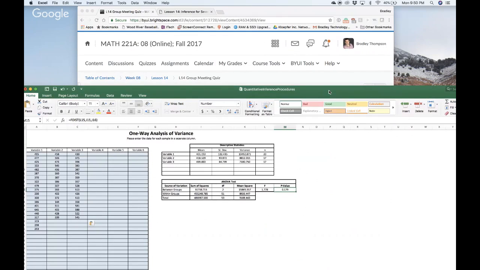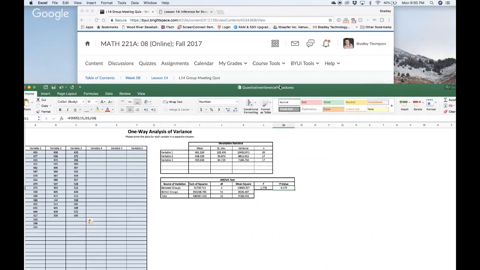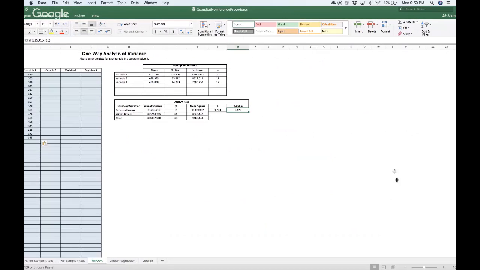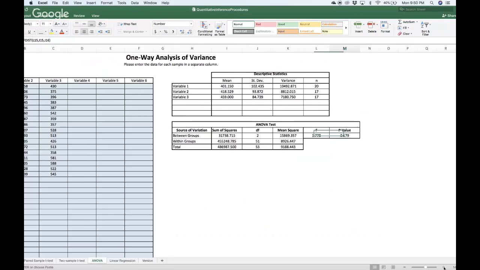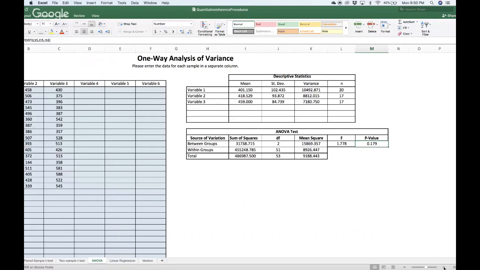The p-value? Can you make it bigger? It's too small for me to see. Sorry, I'm blind. You're fine. Is that better? Yeah, that's better. The variance. The variances are not that bad.